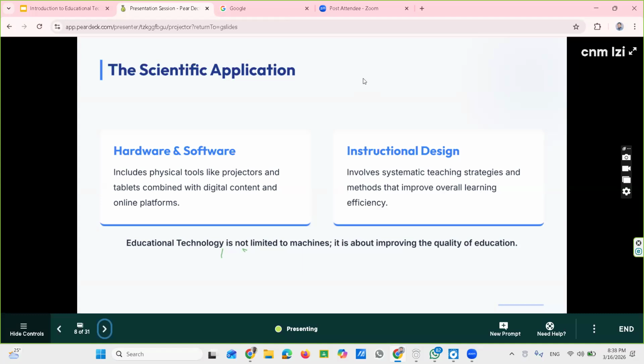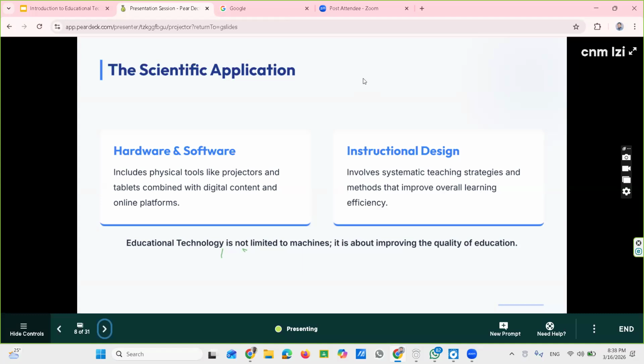Then under scientific application, another term: instructional design. Instructional design involves systematic teaching strategies and methods that improve overall learning efficiency. What are the teaching strategies?